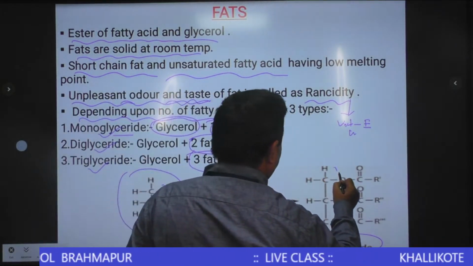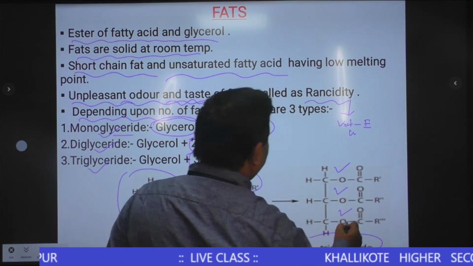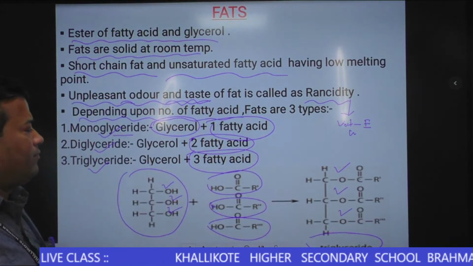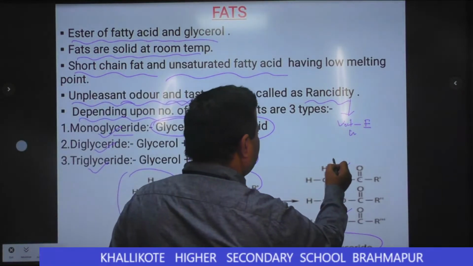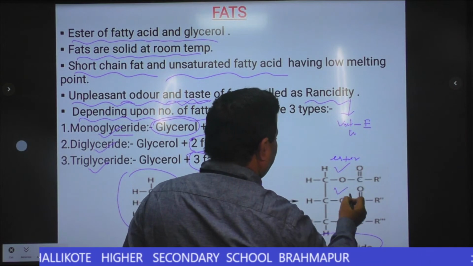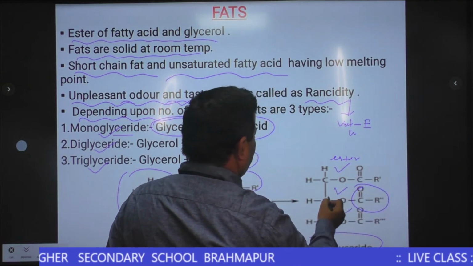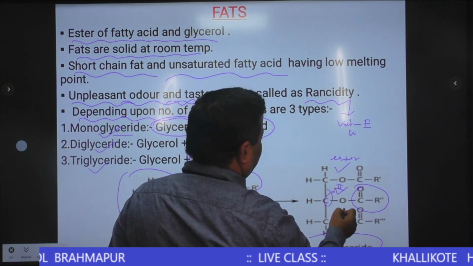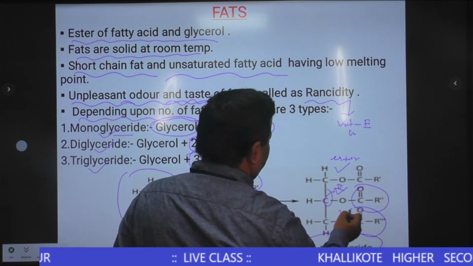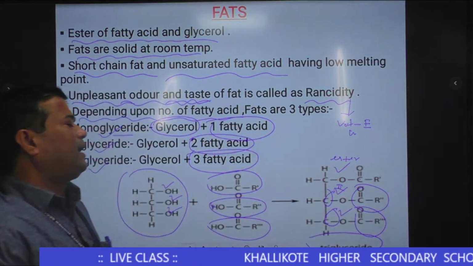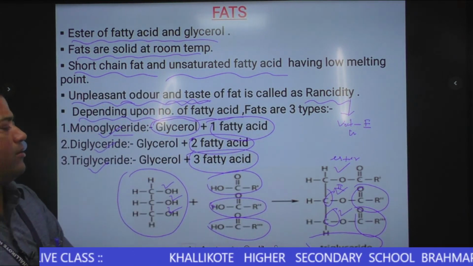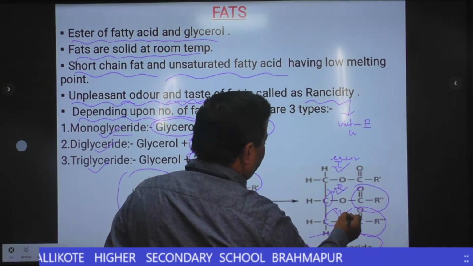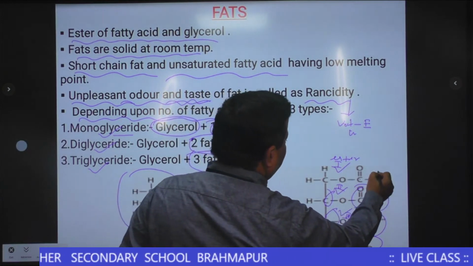Here you see 3 ester bonds are formed. One fatty acid combines with a hydroxyl group of glycerol, that forms one ester bond. Then another fatty acid combines with an OH group, that also forms a second ester bond. Then another fatty acid combines with the third OH group, that results in the formation of the third ester bond. In this way, 3 ester bonds are formed, resulting in the formation of 3 water molecules.